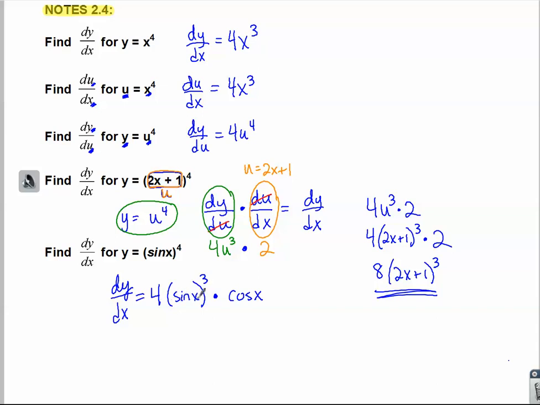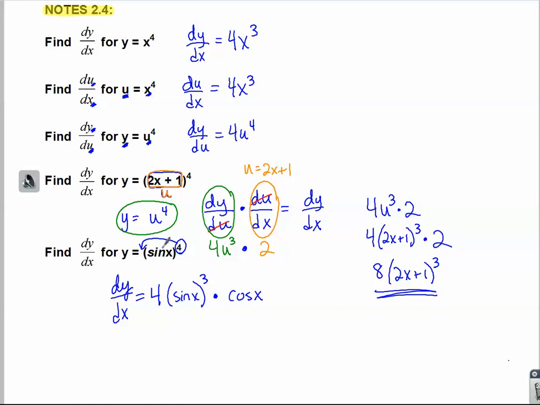Let me just explain what I did here. The derivative of the outside: take the 4, bring it out in front, and reduce the exponent by 1. Notice the inside stays the same. Then multiply by the derivative of the inside. Now, did you bring your M&Ms with you? Because this is where you need them. This is called the chain rule, and it's really helpful to understand the chain rule with the M&Ms.